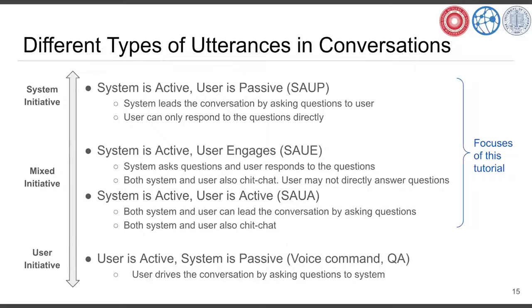And to be more balanced between user and system in terms of their interaction, we have the third paradigm, which we call system is active and user is also active, or simply SAUA. In this paradigm, both system and user will lead the conversation by asking questions to each other and also answer the questions to each other. And at the same time, sometimes both system and user will have some chit chat. And since in this tutorial we focus more on conversational recommender systems, we will dive into detail on the first three paradigms.